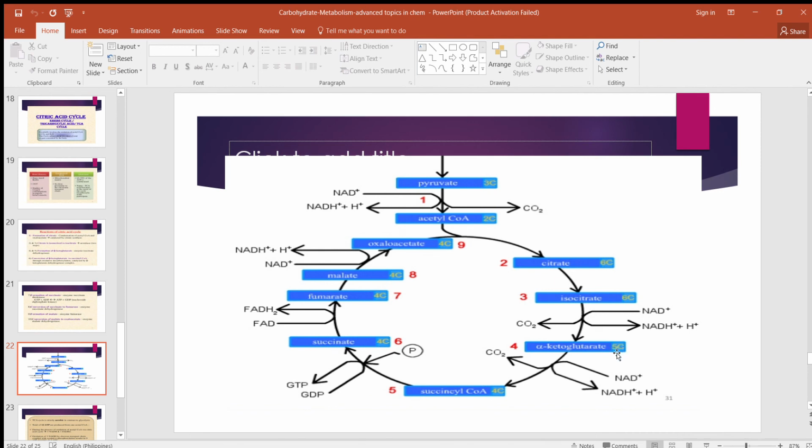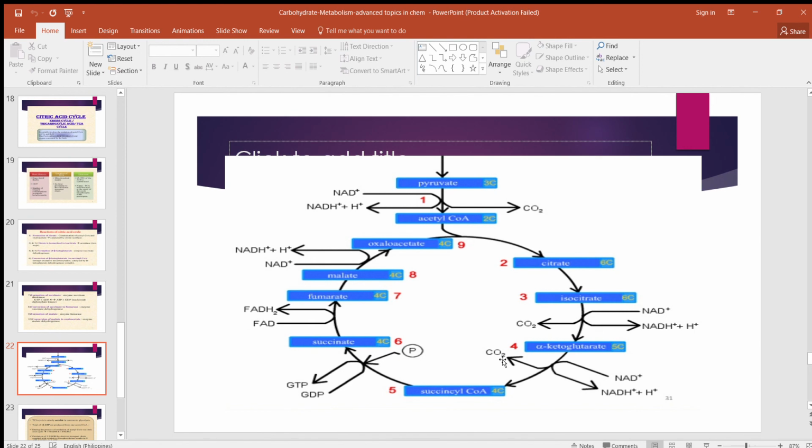Sir, nasaan yung isang carbon atom? Ito 6 carbon atom. Yung isang carbon atom converts into carbon dioxide. Kaya pag umuutot ka, di ba? Lumalabas yung carbon dioxide. Okay. So naging 5 carbon atoms, and then mababawasan ulit yung isang carbon atom.